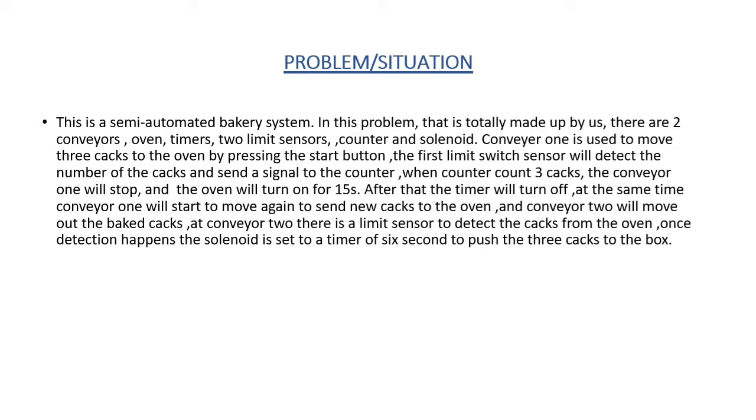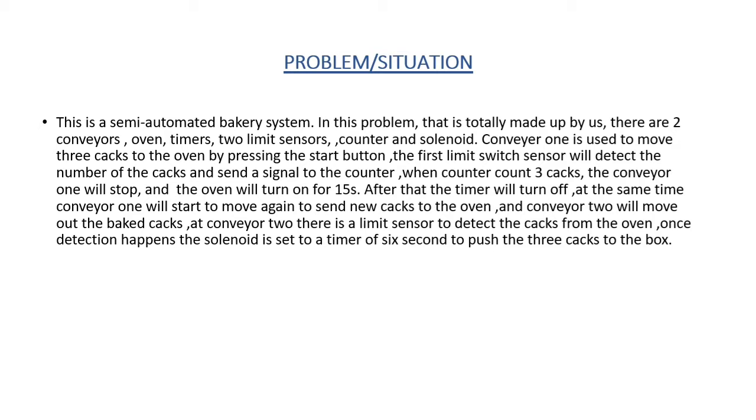Conveyor 1 is used to move the three cakes to the oven by pressing the start button. The first limit switch sensor will detect the number of cakes and send a signal to the counter. When the counter counts 3 cakes, conveyor 1 will stop and the oven will turn on for a specific amount of time. After that, the timer will turn off.